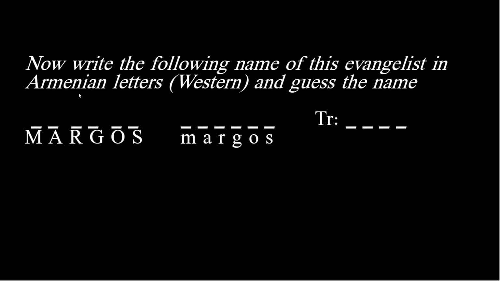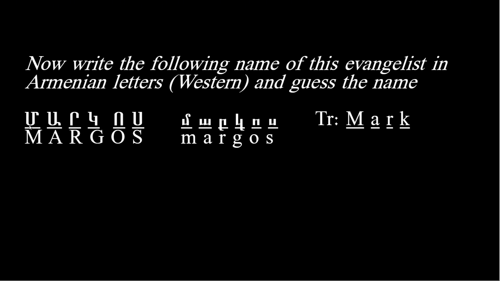Now write the following name of this evangelist in Armenian letters using the Western pronunciation and guess the name. So this name would be Margos. Margos. Remember, it's a hard G sound. So pause the video and I'll show the solution in 3, 2, 1. Margos, which in English is Mark.